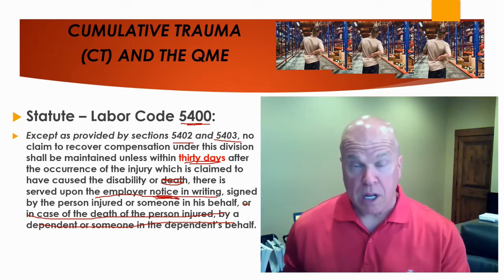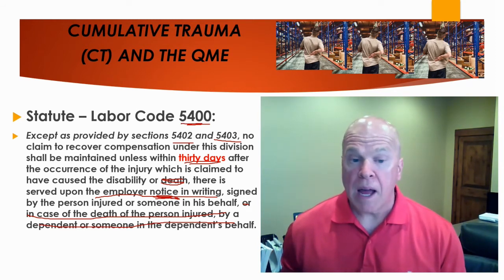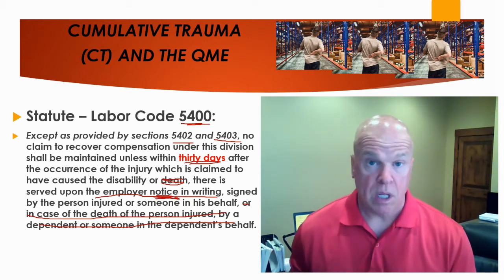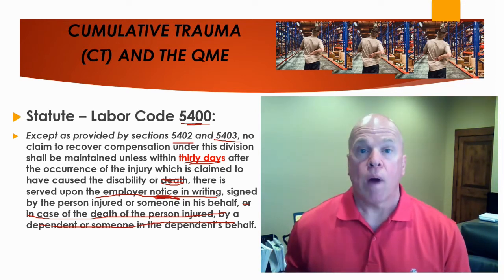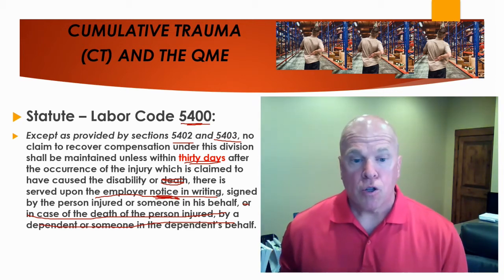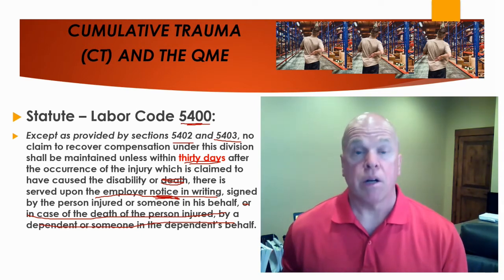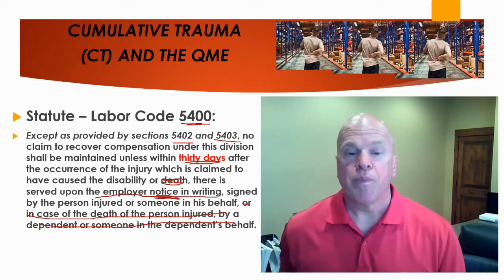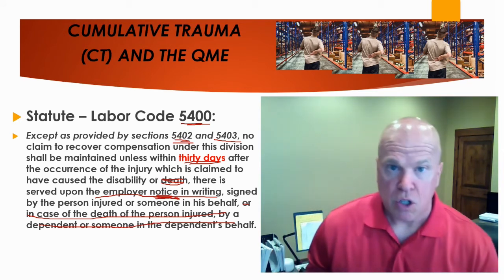Now, in this particular code, Labor Code 5400, notice is very clearly defined as notice in writing, signed by the person injured or signed by someone in the injured person's behalf. This is a very specific and definite criteria which many employees do not meet or cannot meet. So how is it then that we see so many of these cases much later, that have been reported much later than 30 days after the alleged occurrence? And it has to do with one or more of these exceptions in these additional labor codes.